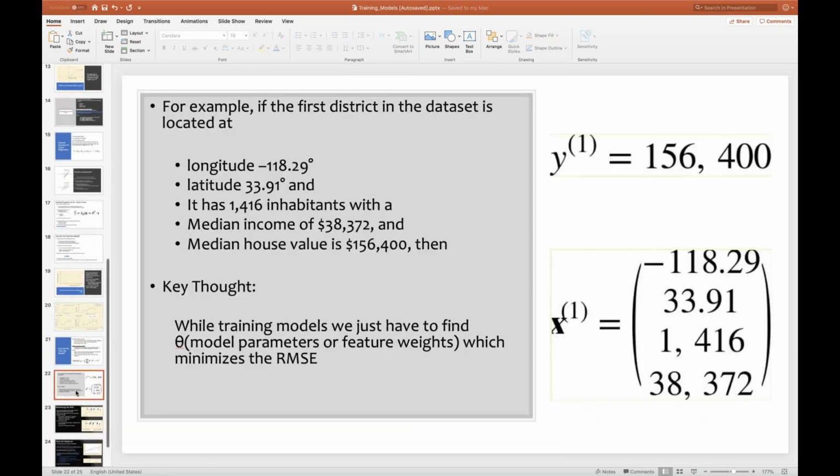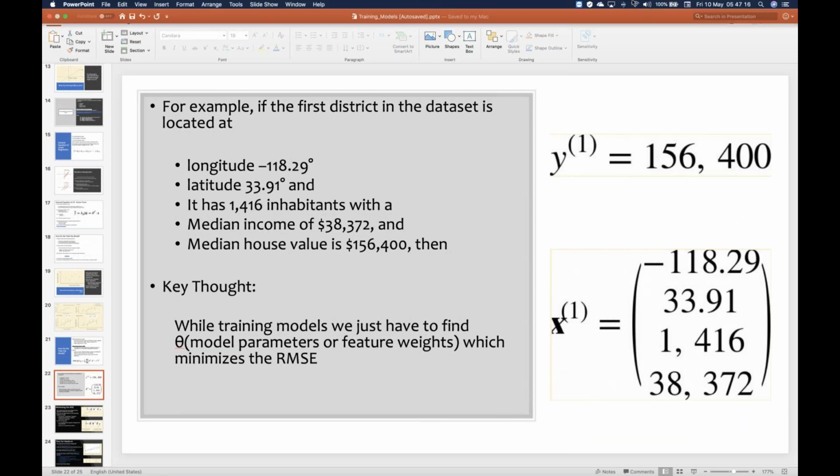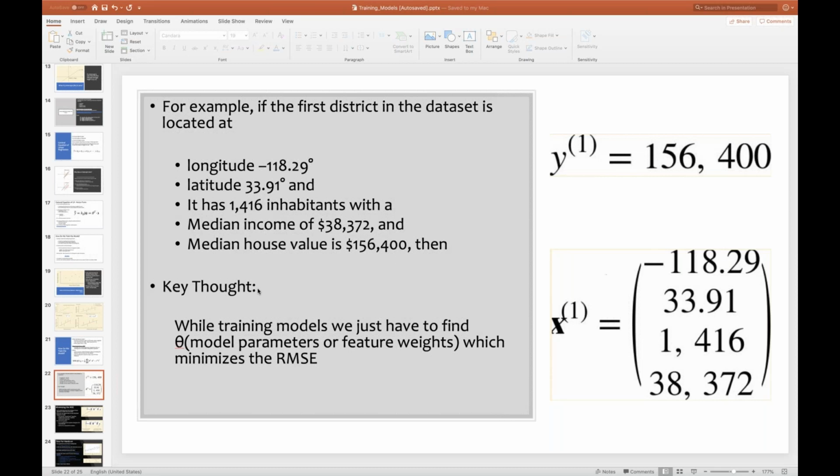Now let's take another example and try to read that example with the practicals. Okay, now here what happens is, for example, if the first district in the data set is located at longitude of 118, let me take a pen here. See boss, what is lowercase x? Kavi, vector. This is the proper vector.